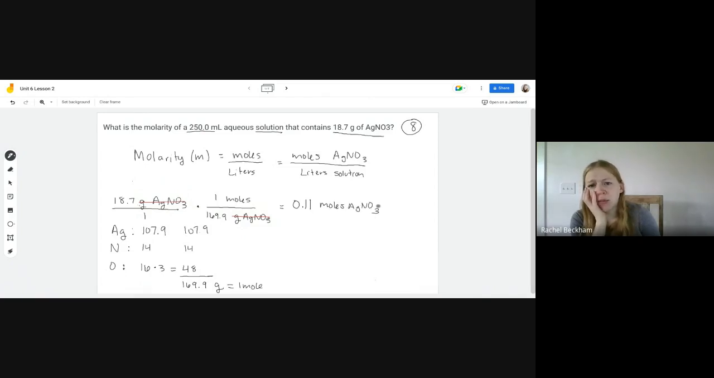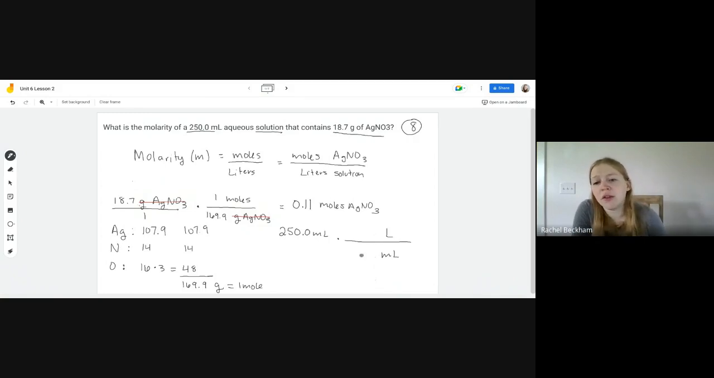So now I can put that on top. That is what's going to go on top right here, right? I also need liters of solution. So for my solution, I had 250.0 mL of it, and I need that to be in units of liters. This is a little bit easier. I need liters on top. I want to get to liters, and I need milliliters on bottom. And I need to ask myself, how many milliliters are in a liter, or how many liters are in a milliliter? We need the relationship.